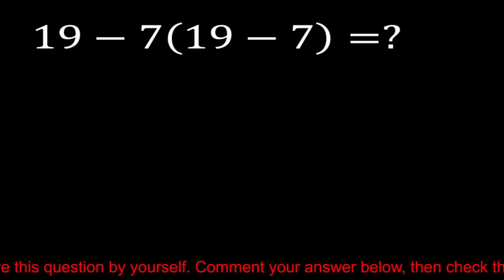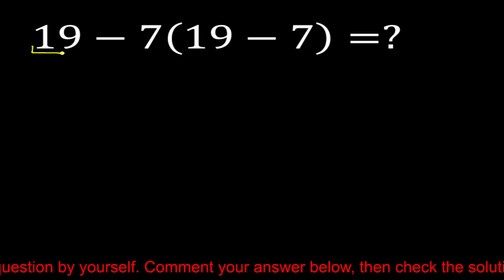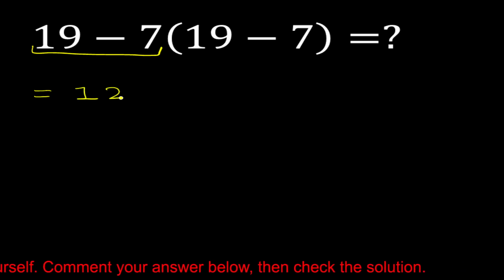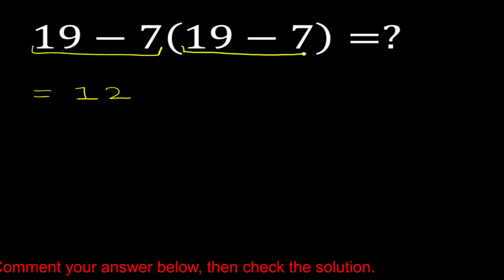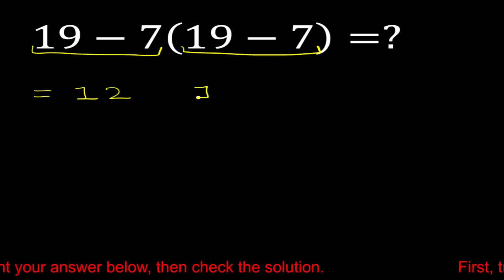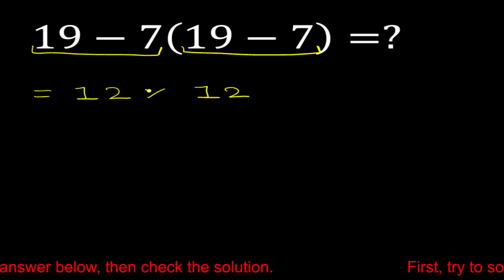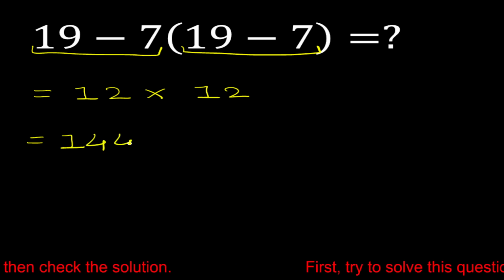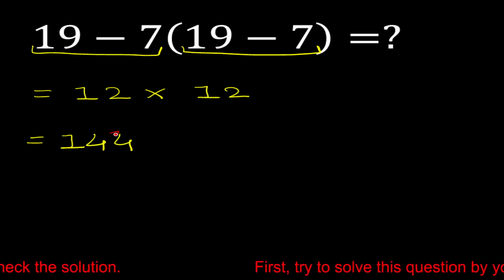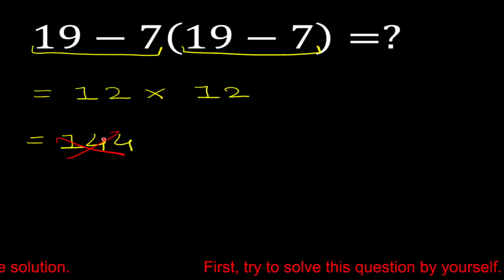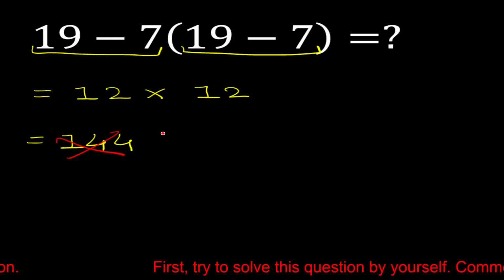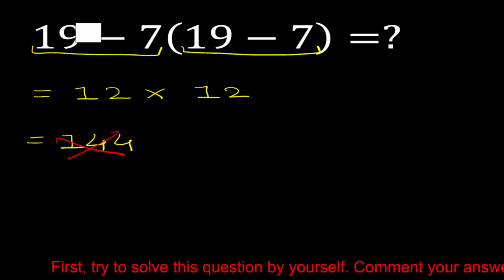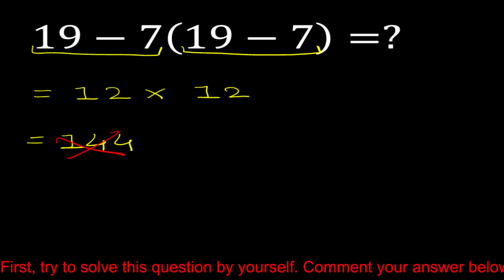So 19 minus 7 is equal to 12. Okay, then again 19 minus 7 is equal to 12. Now 12 multiplied by 12 is equal to 144. Okay, but this answer is not correct. This answer is completely wrong. Okay, so now let's solve this problem correctly by using the PEMDAS rule.